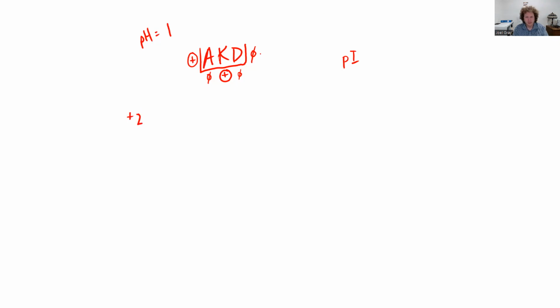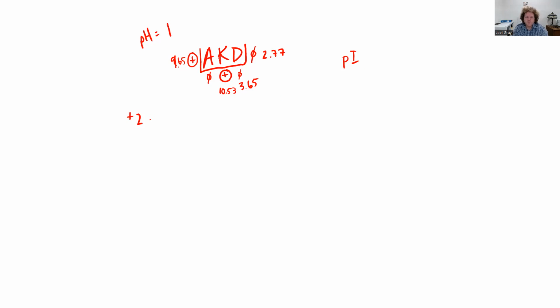Now, I'm going to list out my pKa values for all of these ionizable groups. The C-terminus has a pKa of 2.77. The R group for aspartic acid is 3.65. The R group for lysine has a pKa of 10.53. And then the N-terminus for alanine is 9.65. What's important is that these pKa values are going to vary a little bit depending on the resource that you use to get them.